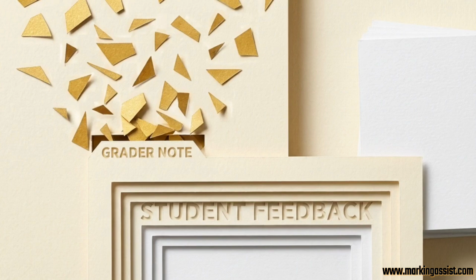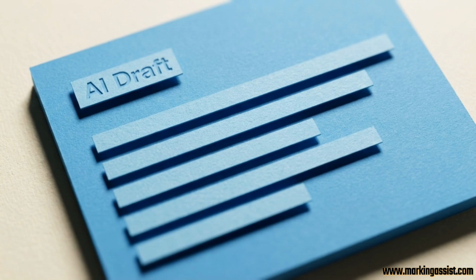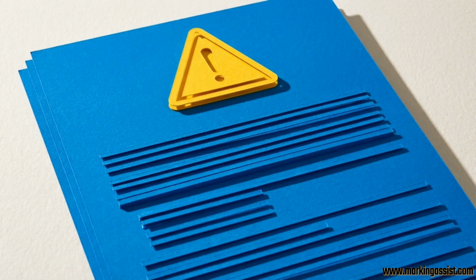Moving down the page, you will find the second output, the drafted student feedback. This text is highlighted in vivid blue, marking the second color code in our system. Blue text represents an unreviewed rough draft. It is strictly a starting point and must never be distributed directly to a student.